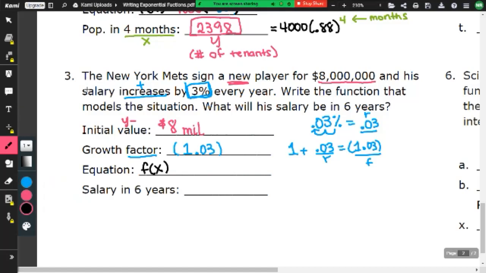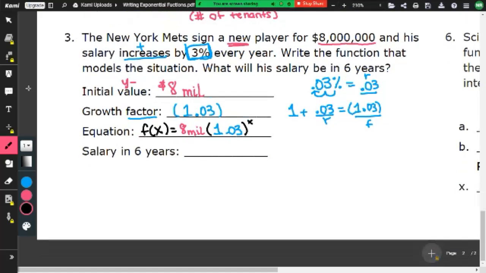My equation is f of x equals, all right. I'm going to keep the 8 mil in words, too many numbers so far. And then what goes in the parentheses? To the power of x. 8 million, because that's my initial Y value, times 1.03 to the power of x.